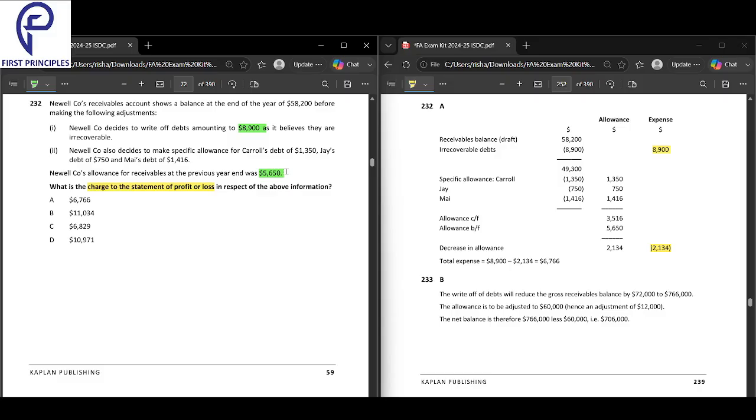Now moving on in a little more detail. So Newell Co decides to write off 8,900. The write off is here. Next, we have to find the receivable. So we'll look into this now.